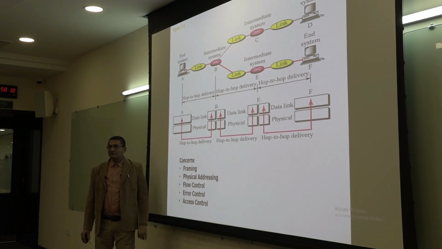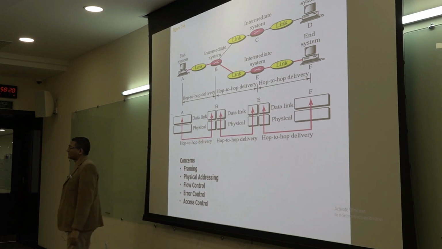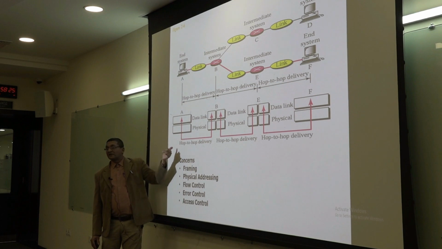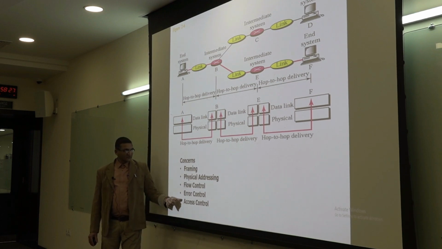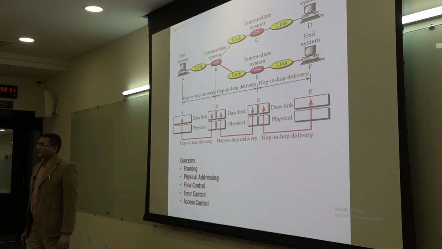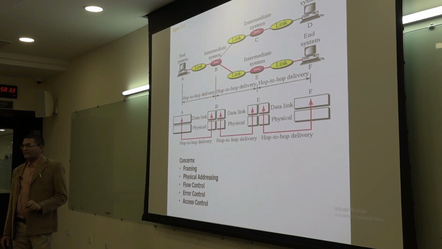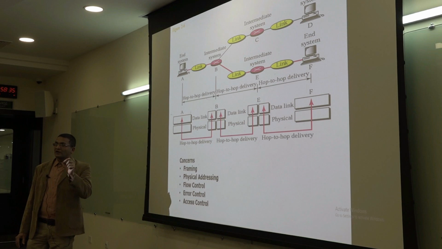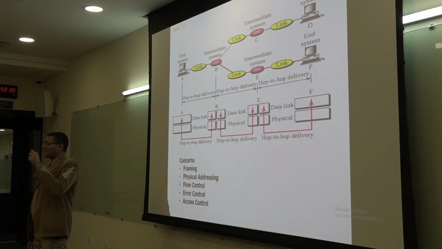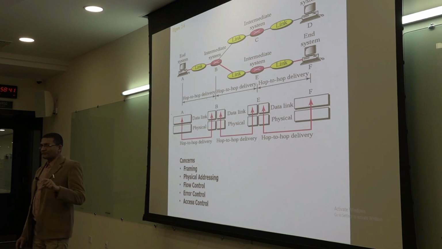Now what are the different things this layer is responsible for? These are the different concerns. Framing. Framing is a name given to the packet. When the data comes from the network layer and goes to the data link layer, it will add some header and trailer, and this is called a frame.